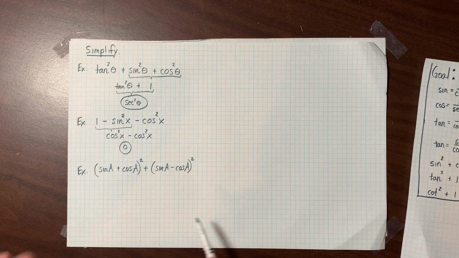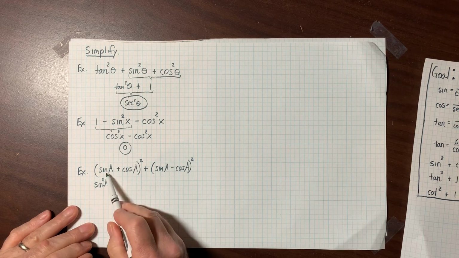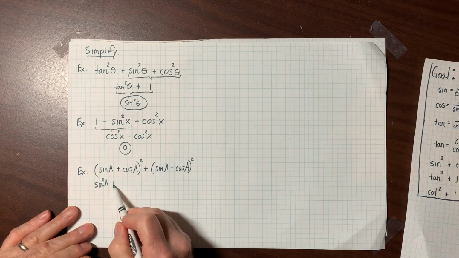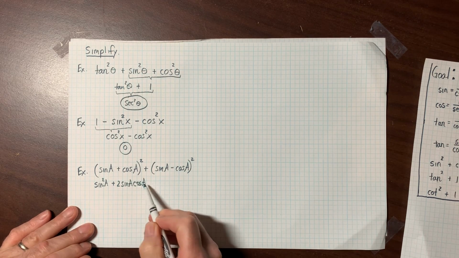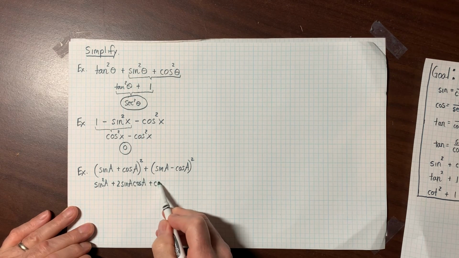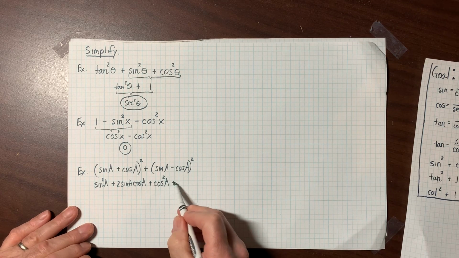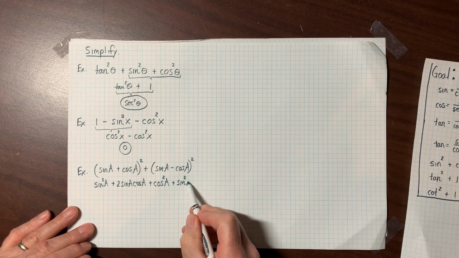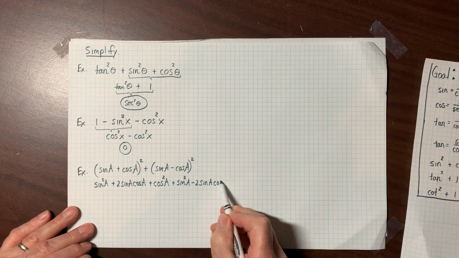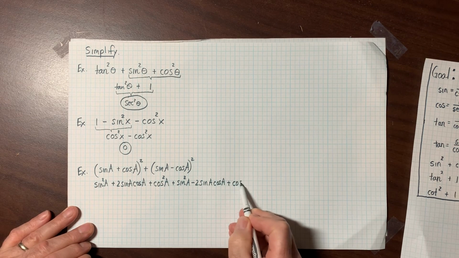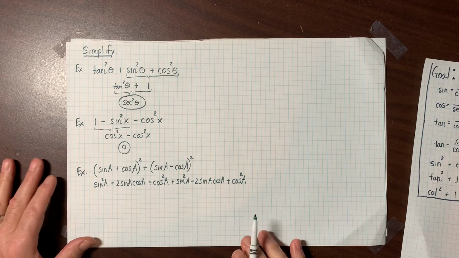You guys know the pattern. First term squared would be sine squared. First term times second term doubled would be 2 sine of A, cosine of A, and then second term squared would be cosine squared of A. I'm going to follow the same pattern here. I'd have plus sine squared of A minus 2 sine of A, cosine of A, plus cosine squared of A. Once again, all I did was square the first binomial and square the second binomial.